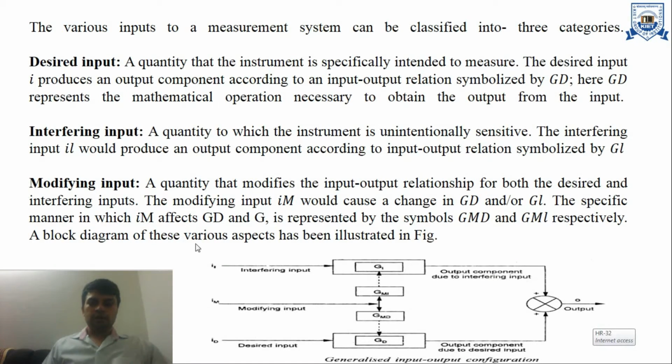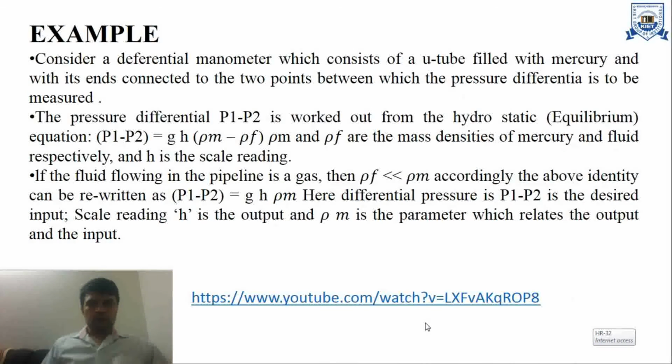A block diagram of these various aspects has been illustrated in this figure. For example, consider a differential manometer, which consists of a U-tube filled with mercury and with its ends connected to the points between which the pressure differential is to be measured. The pressure difference P1 minus P2 is worked out from the hydrostatic equation, which is denoted by P1 minus P2 is equal to ρgh.